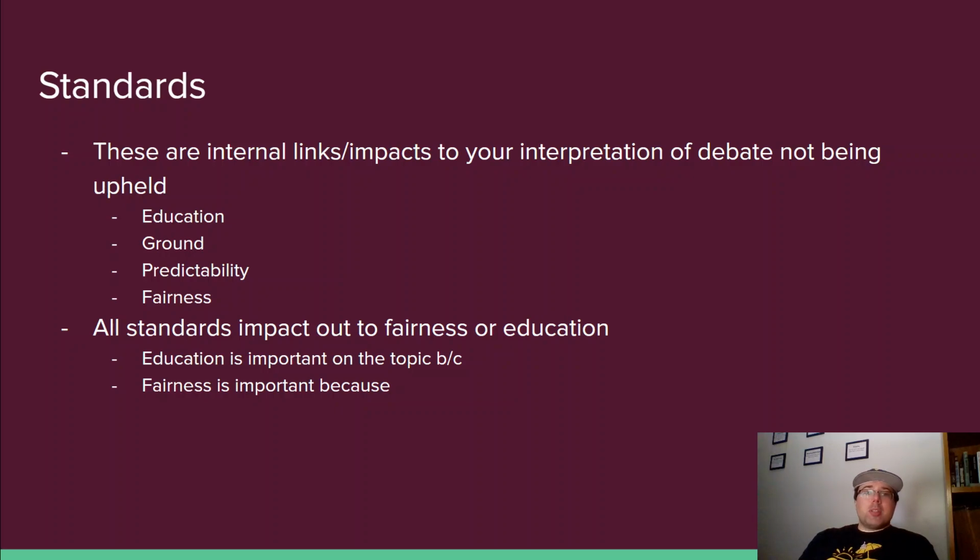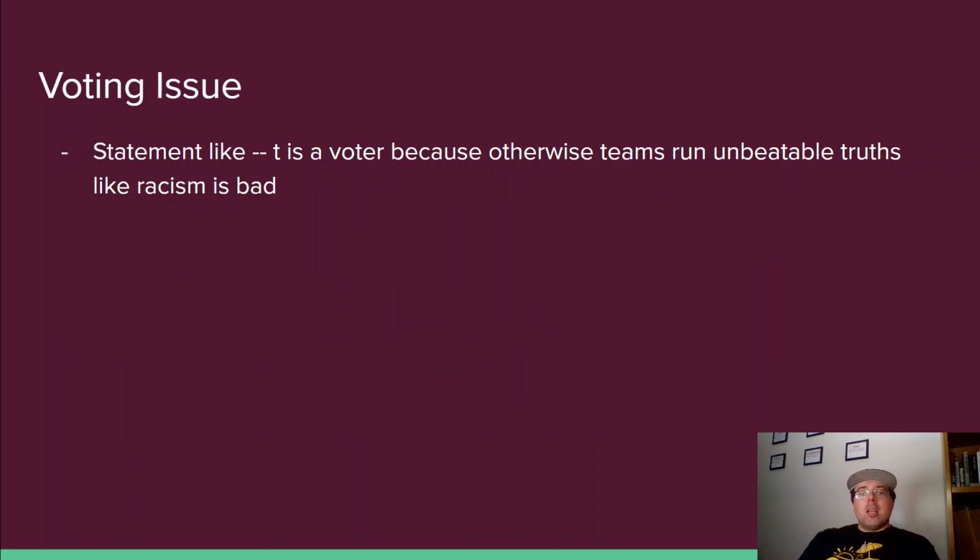All standards, regardless of what they are, are going to impact out to either education, and education about the topic is important for whatever reason. If it's a climate change topic, maybe we need to learn about climate change in order to be good activists, to be able to actually pursue Congress getting climate change legislation passed. Or is it a fairness argument? Is it about making the debate as fair as possible because things like scholarships, GTA positions, and prestige are on the line, and so we need debates to be fair? The last part is just a voting issue, and this is really just you saying that T is a voter because otherwise teams would earn unbeatable truths, and that would make debate really, really hard to win.